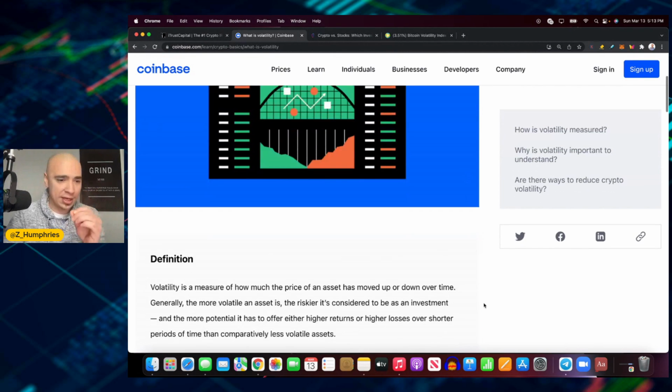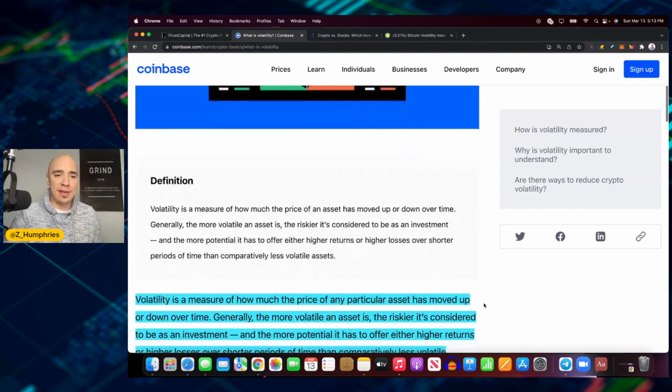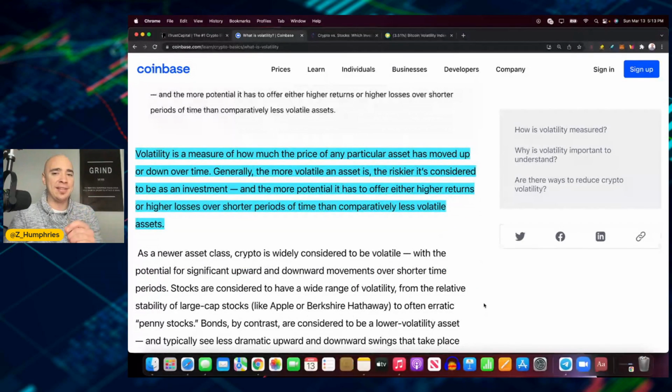I want to start right here. Volatility is the measure of how much the price of any particular asset has moved up or down over time. And bear with me if you already know this, I'm going to give you something really interesting at the end of this video, and it's called the Bitcoin Volatility Index. We're going to take a look at it together. It's really fascinating. But generally, the more volatile an asset is, the riskier it's considered to be as an investment.